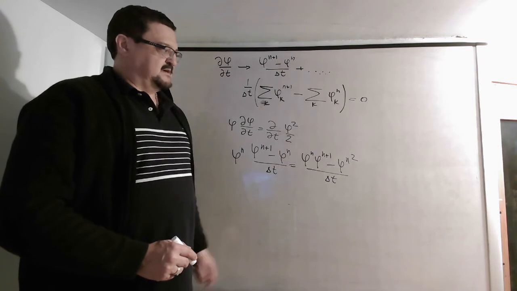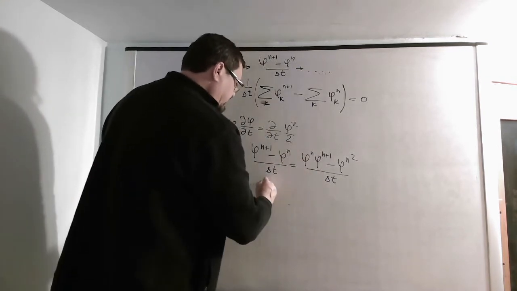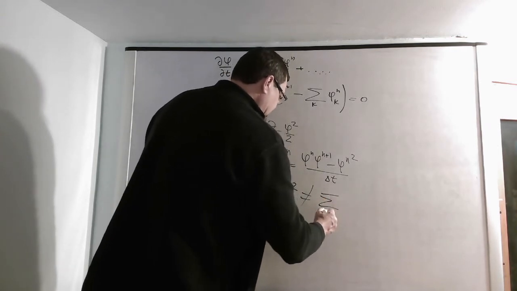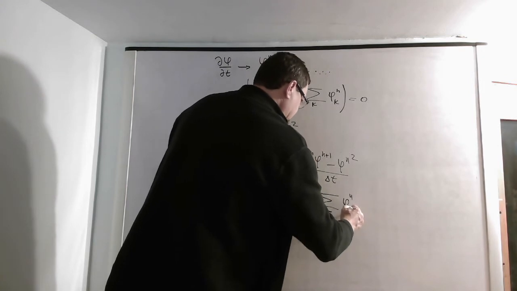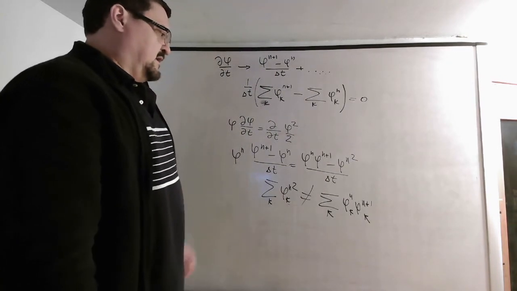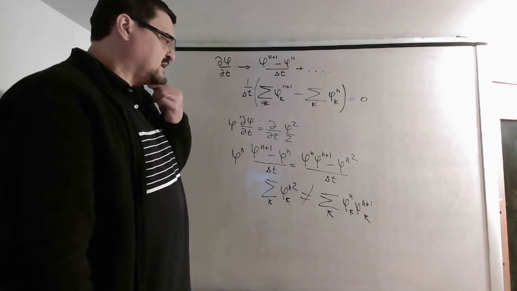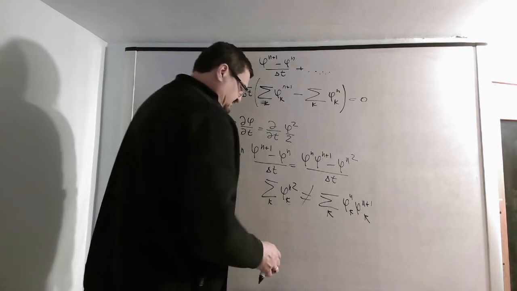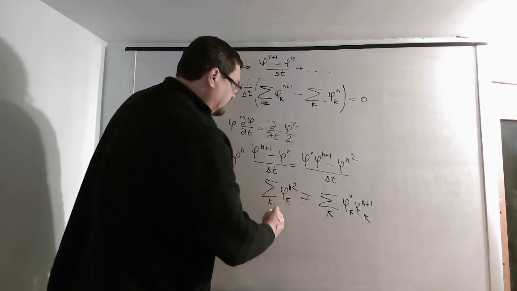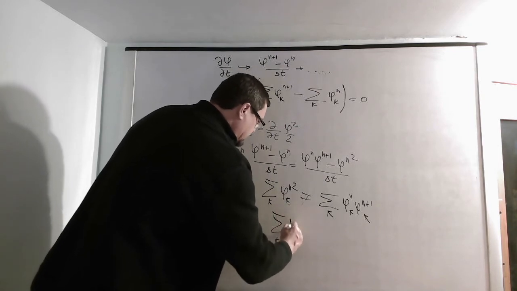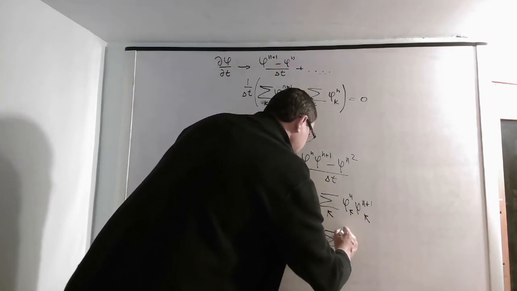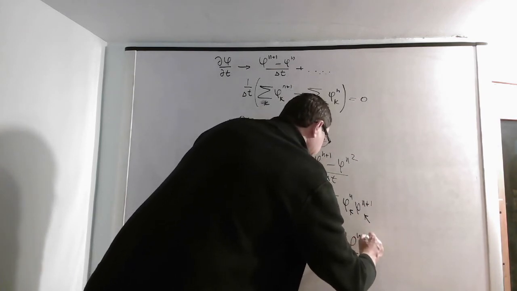This is definitely the sum. So the sum of phi n squared, of course, is not equal to the sum over k of phi n k phi n plus 1 k, even though the right hand side maybe is indeed equal. Let me retract that. They of course are equal because the right hand side equals 0, but this is what we want. What we want is something like this, that the sum over k of phi k n squared equals the sum over k of phi k n plus 1 squared.